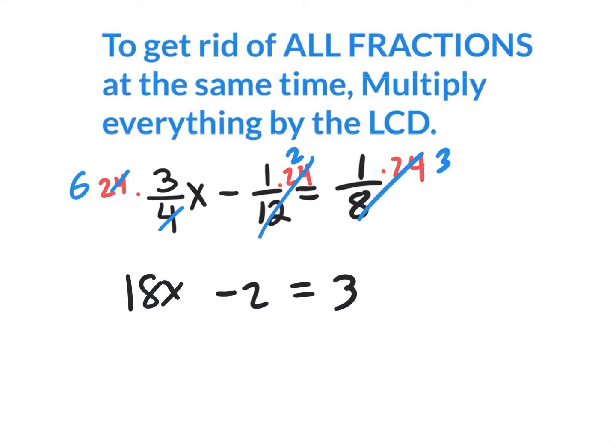Now, when I did ask you guys for the LCD, a lot of you kind of struggled with that. So maybe this is not the option for you guys, right? Maybe you just want to get rid of 1 fraction at a time. Maybe you want to get rid of the 3/4 first, right? By multiplying everything by 4, then getting rid of the 12, and 1 fraction at a time. So let's actually get to questions that you're going to see on the quiz and on the homework.